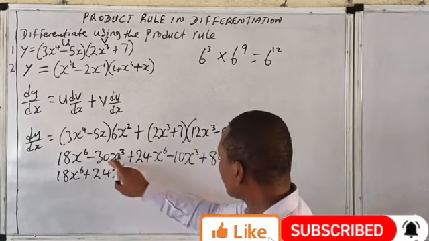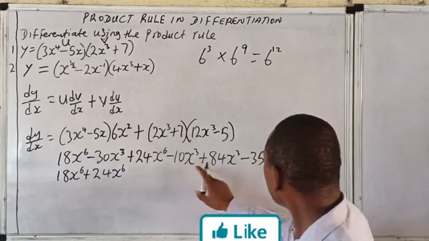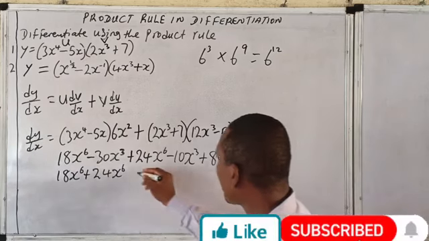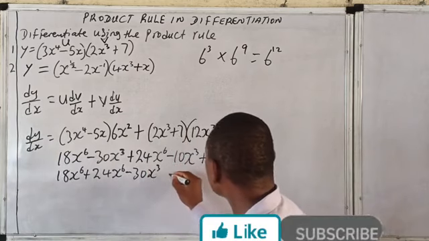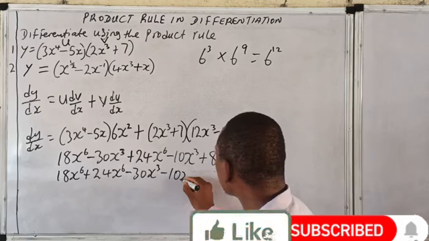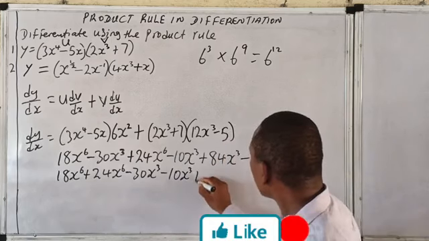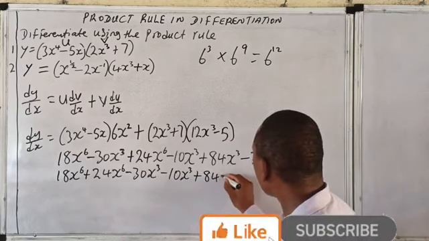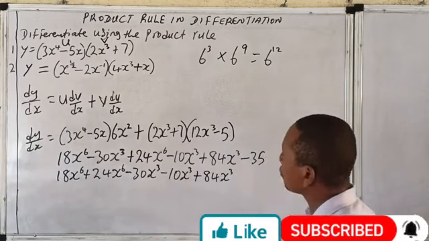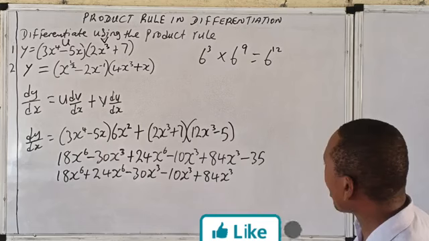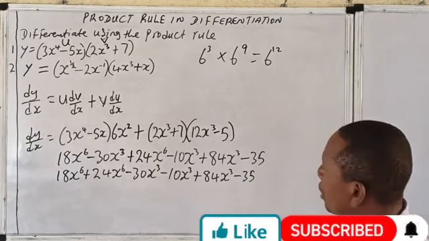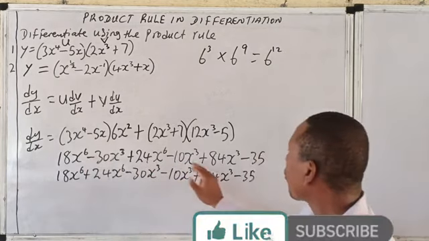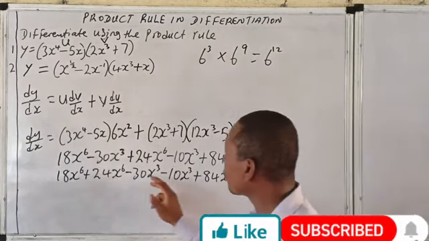The next thing that we have, this and this and this are alike. So we now have minus 30 x raised to power 3, minus 10 x raised to power 3, plus 84 x raised to power 3. And the last thing that we have is minus 35. Okay. 1, 2, 3, 4, 5, 6. So 1, 2, 3, 4, 5, 6.